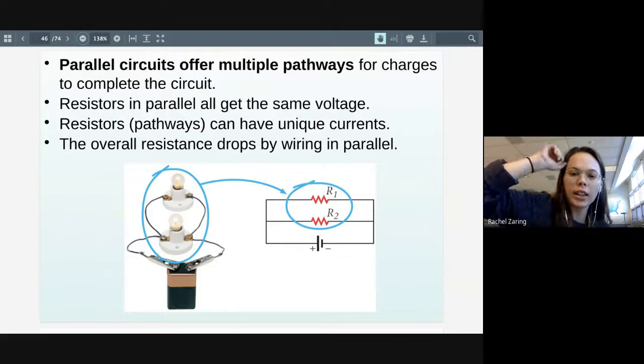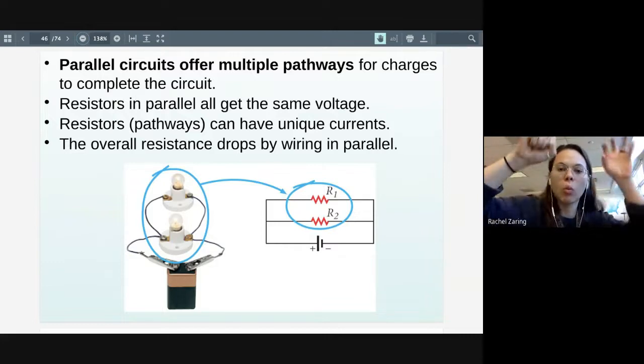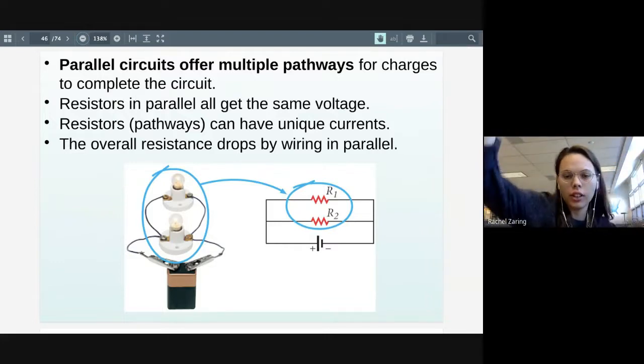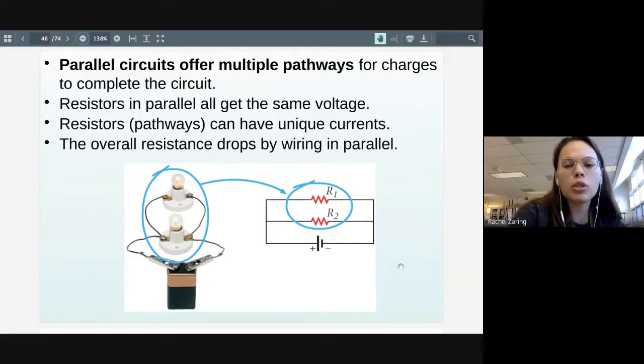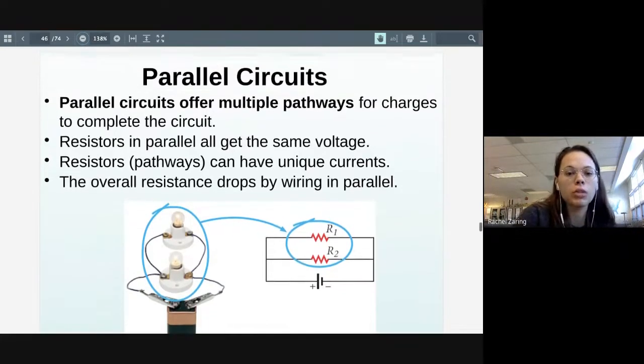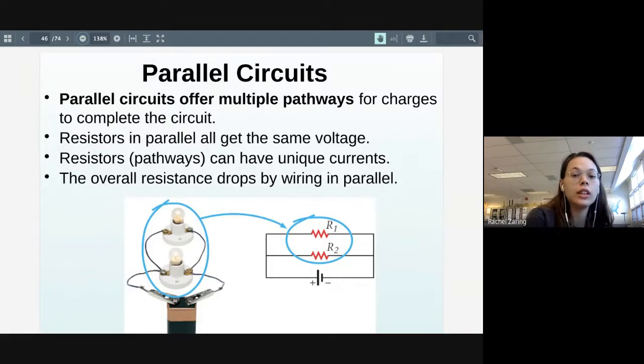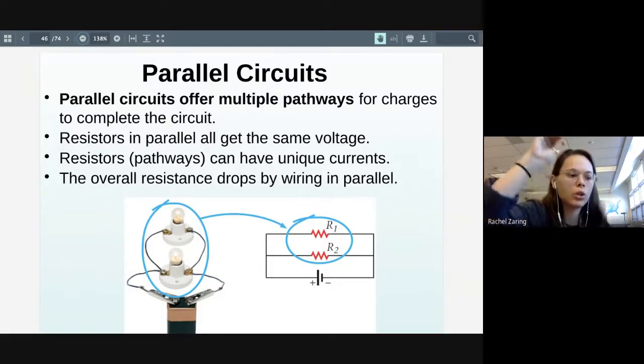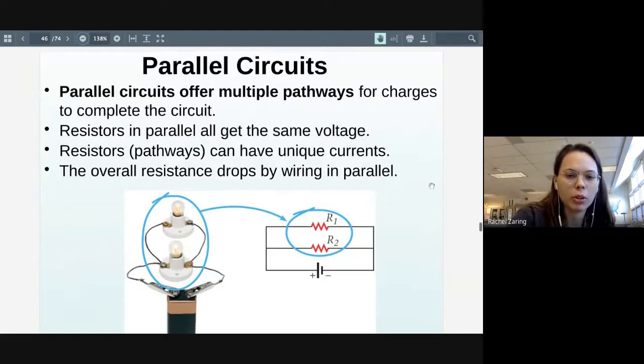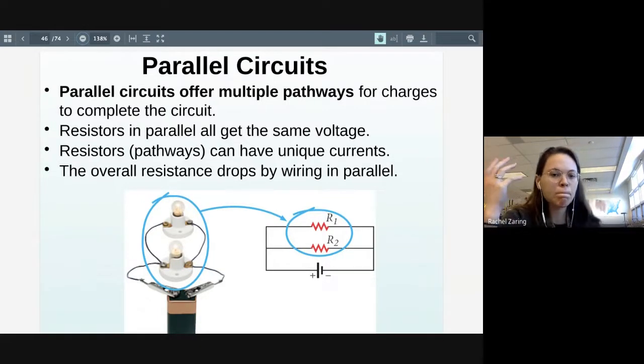You always draw these kind of like a rung ladder, where one resistor is on each rung of the ladder. Parallel circuits very much differ in their rules from series circuits. You don't want to mix up these rules, which is why we're going to make some tables to help remind us of all this. So one, the resistors get the same voltage. You're looking at the same potential difference across R2 versus across R1 because they're connected to common points on the battery.